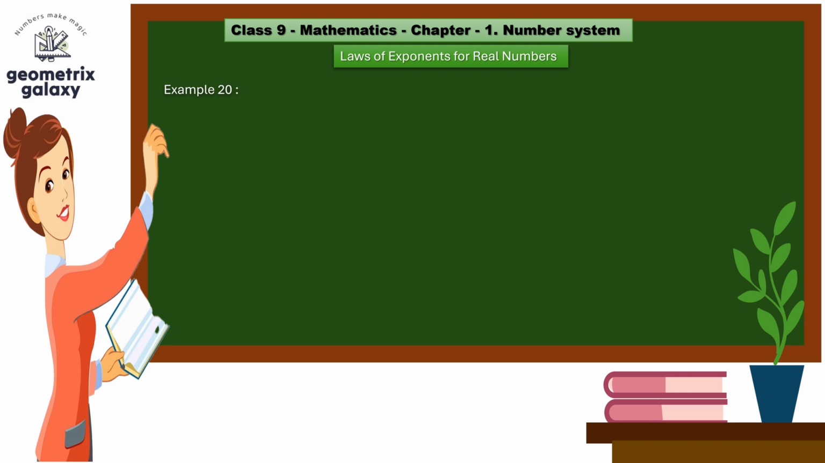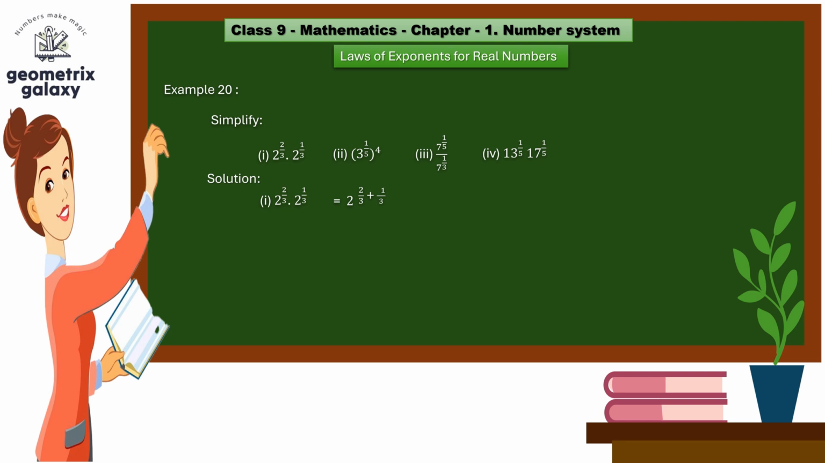Now let us see example 20. Here we have 4 subdivisions to simplify. Let us see all the 4 subdivisions one by one. Our first subdivision is 2 to the power 2 by 3 into 2 to the power 1 by 3. Here the operation is multiplication and the bases are same but the powers are different. Now we have to use the first law, a power m into a power n is equal to a power m plus n. So using the law, I can write this as 2 to the power 2 by 3 plus 1 by 3.